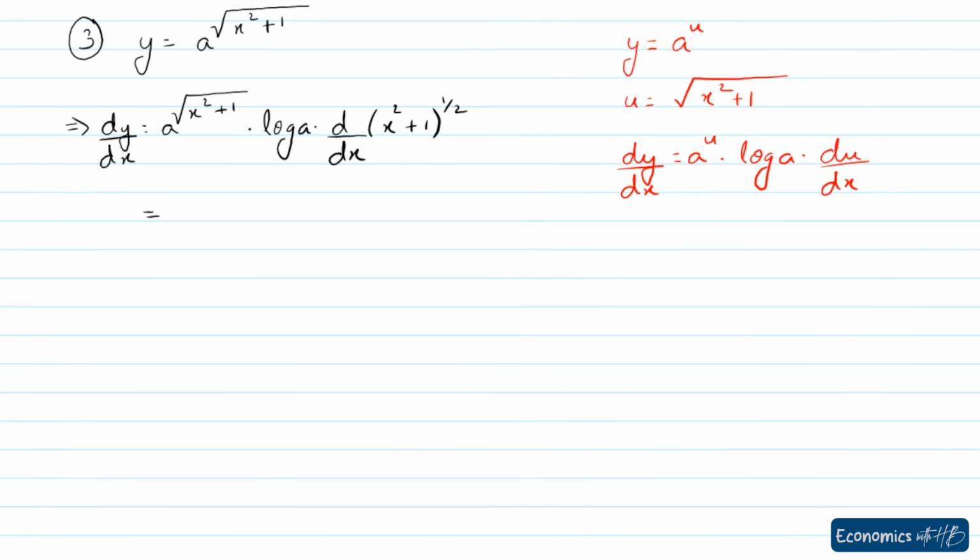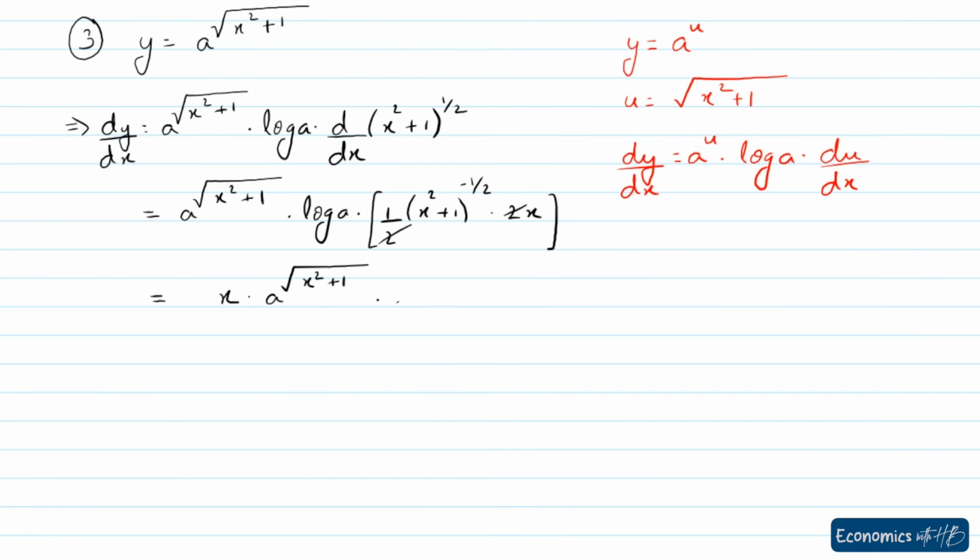Simplifying, we get a to the power under root of x square plus 1 into log a, and then we differentiate this part, we get 1 by 2 x square plus 1 raised to the power 1 by 2 minus 1, which is minus 1 by 2, and then the derivative of this x square plus 1 part. So it comes as 2x. Simplifying further, x into a to the power under root of x square plus 1 into log a over under root of x square plus 1, which is the answer. Let's move on to the next one.